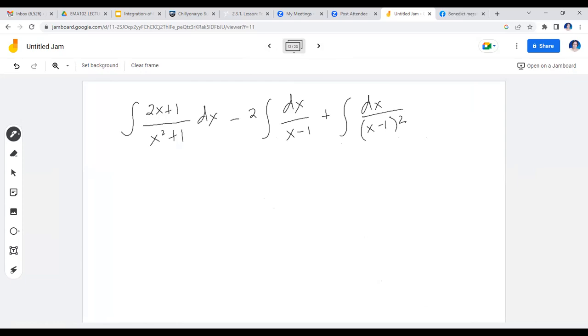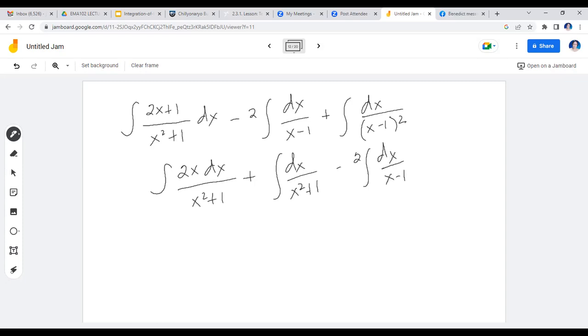Now, the first integral here cannot be integrated as is where is. You need to split. You need to distribute the x squared plus 1 to the two terms in your numerator. So what do I mean? You have to write it like this. 2x dx over x squared plus 1. Then you'll have another integral, dx over x squared plus 1. And you'll have another here. You copy 2 integral of dx over x minus 1. And the last will be dx over x minus 1 quantity squared.